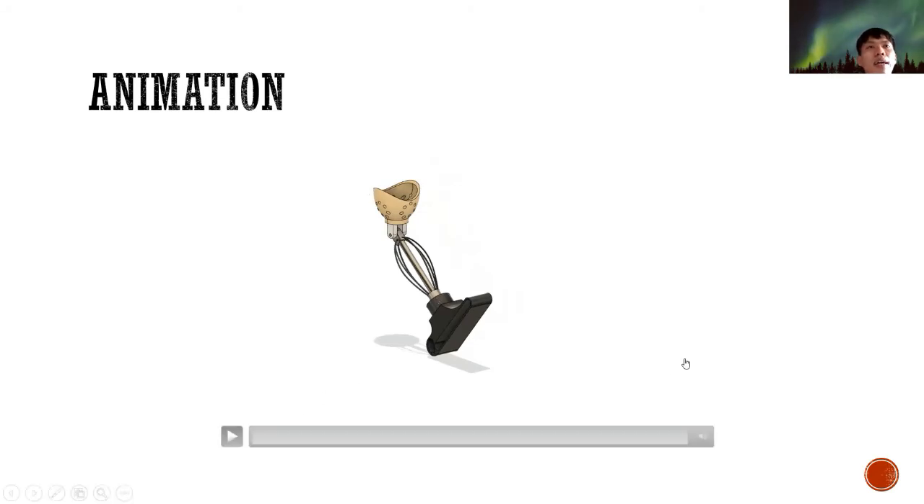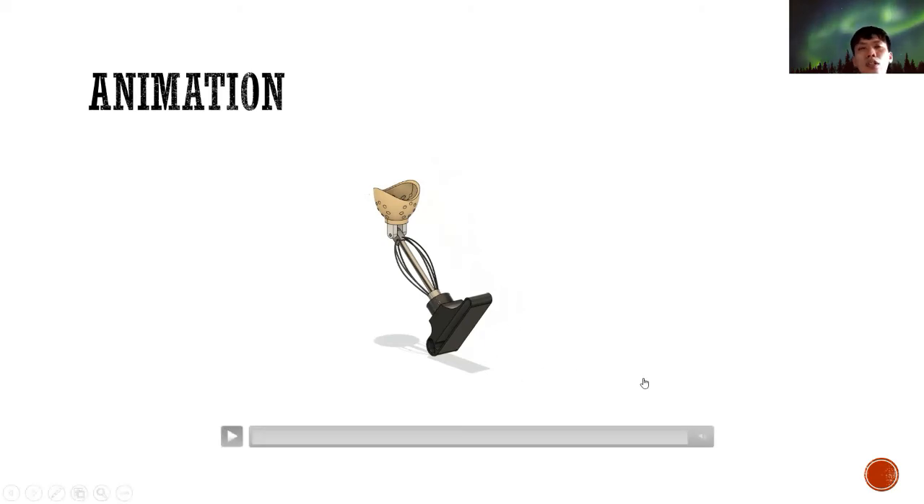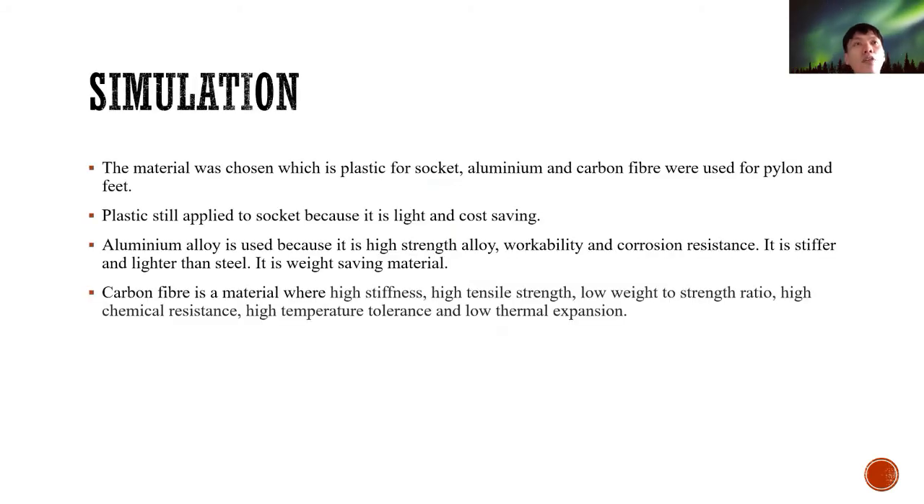Okay, so this is my movement animation that I show you. The movement is actually based on the knee joint. The knee joint is an important part to let the user bend or sit when they need to stand up or sit down. Now we're talking about simulation. In simulation, I will do two simulations with stress and displacement analysis.